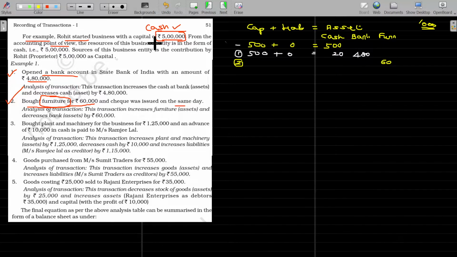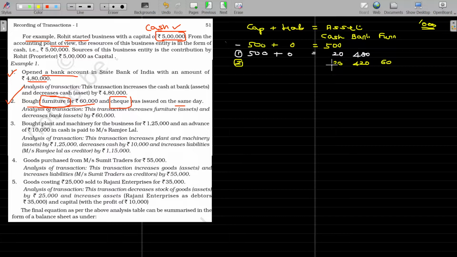Now the payment is made by what? The payment is made by check. This means the bank balance could have been reduced to that extent. Now I am going to subtract that. So 480 minus 60, it is now 420. What about the cash? It remains unaffected because of the transaction.